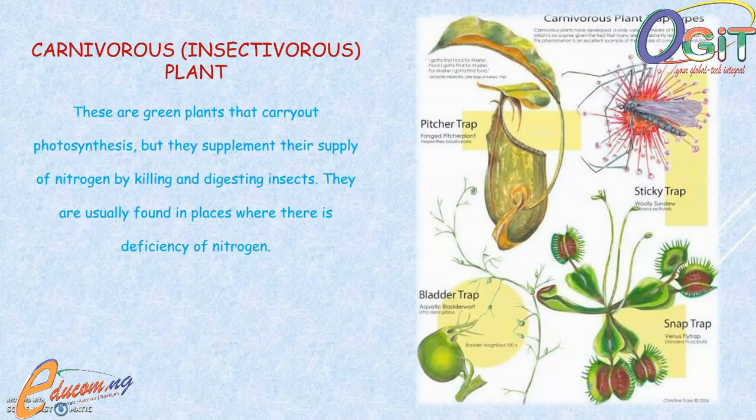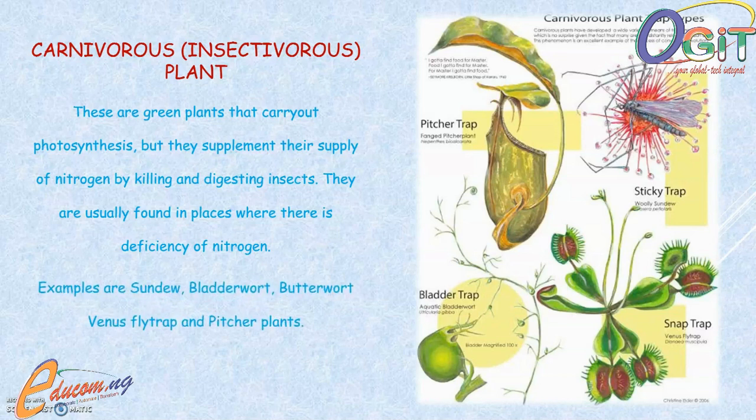Carnivorous or insectivorous plants. These are green plants which carry out photosynthesis, but due to their deficiency in nitrogen, they are unable to get this nitrogen, which they can only get from killing or digesting insects. They use different means or mechanisms for attracting these insects, and they also possess an enzyme, the secreted enzymes, which help in digesting the insect. Such plants are sundew, bladderwort, butterwort, Venus flytrap, and pitcher plant.